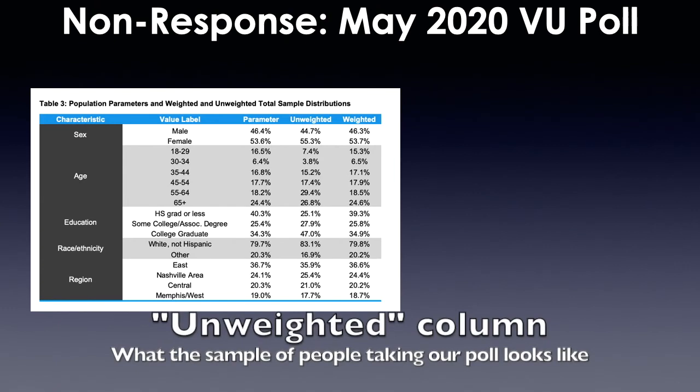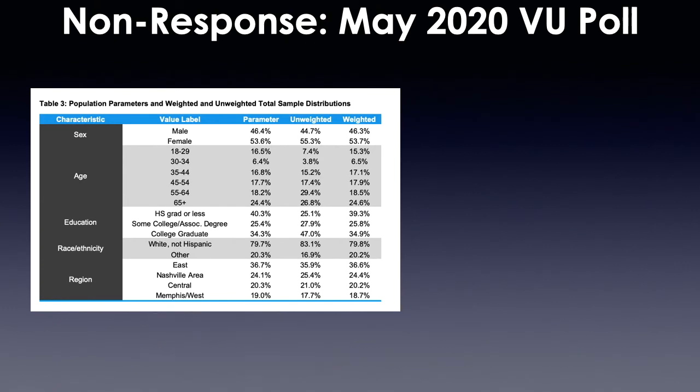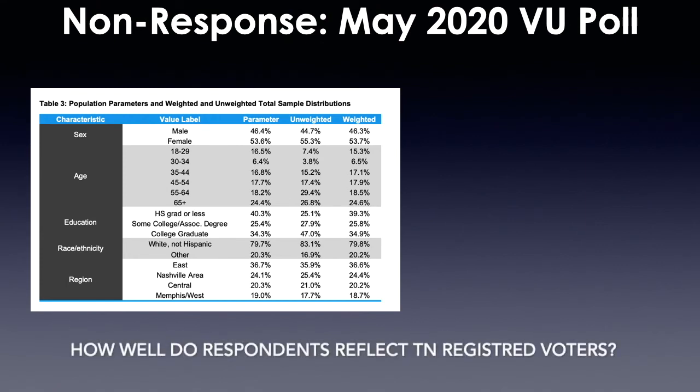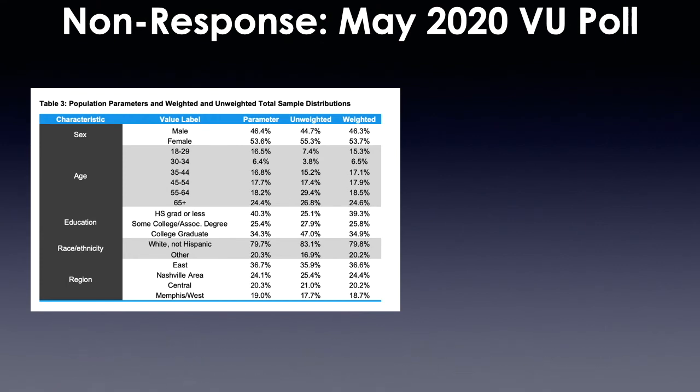The unweighted column describes who chooses to respond to our Vanderbilt polls. Following best practices in the industry, we call every landline and cell phone up to 5 times. So if you compare the percentage in the parameter column to the unweighted column, you can see how the people who are willing to take a poll from Vanderbilt University over a landline or cell phone compare to the overall population of registered voters in Tennessee.